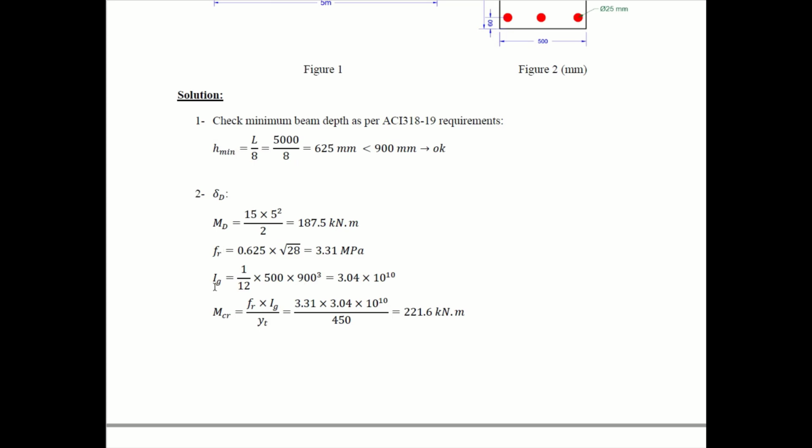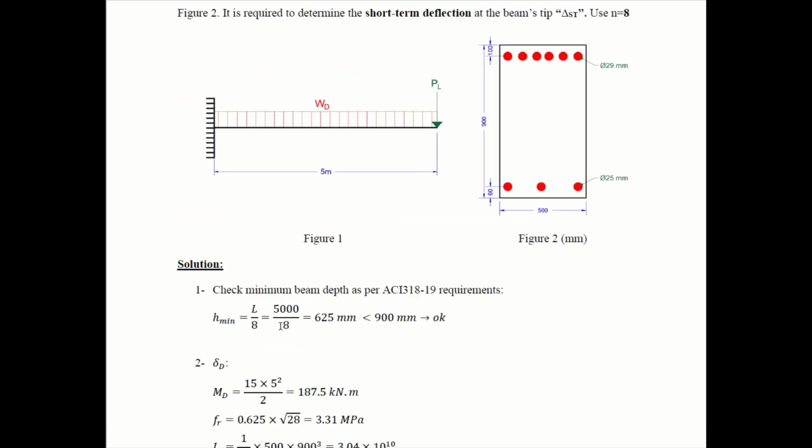Now, by knowing Fr and I gross, I can determine M crack because it's very important. This is the limit where I can say whether the beam is behaving as a cracked section or uncracked section. So M cracked is equal to F rupture times I gross over YT. YT is the distance between the neutral axis of the uncracked section till the surface of where the beam is under tension. In our case, it is the top surface of the beam, and the distance is from the center to the top surface, which is half the beam's depth in the case of rectangular sections.